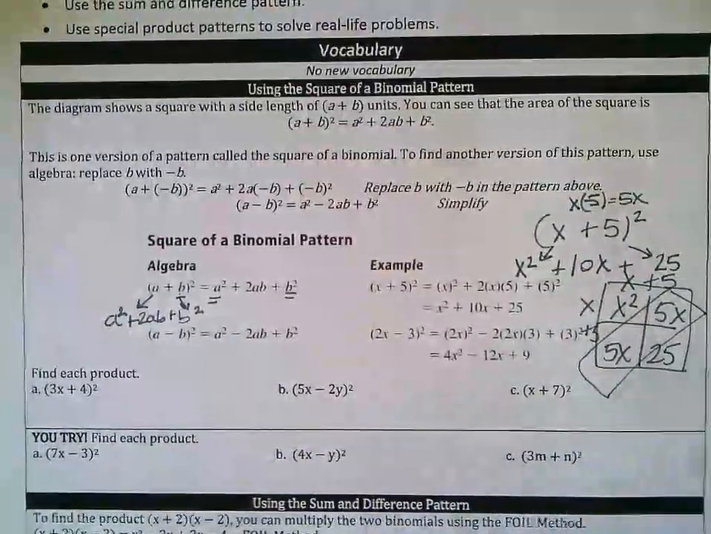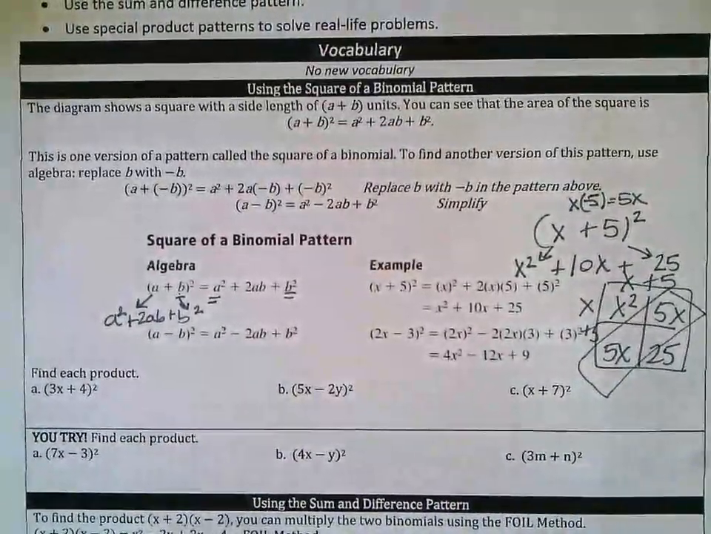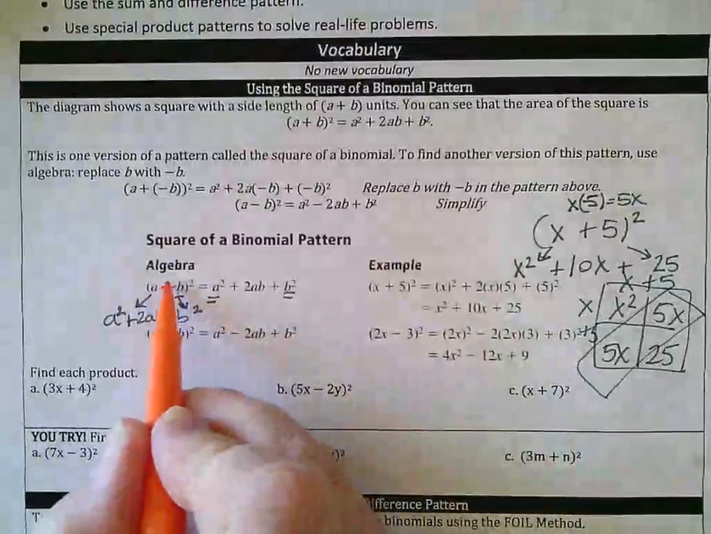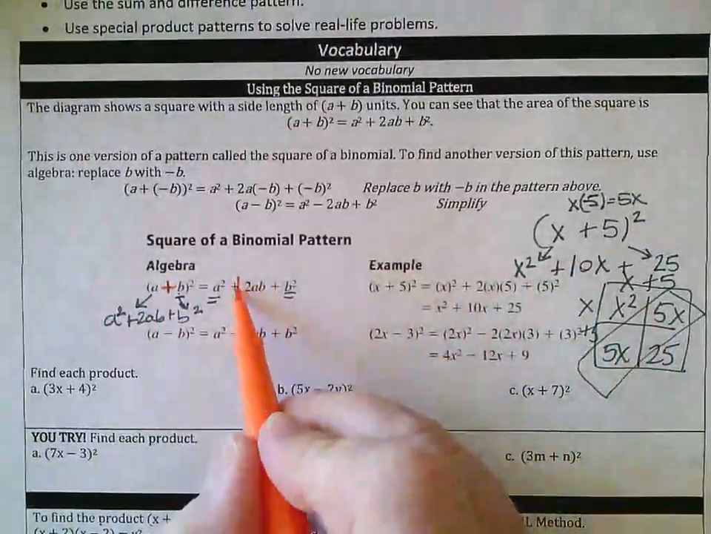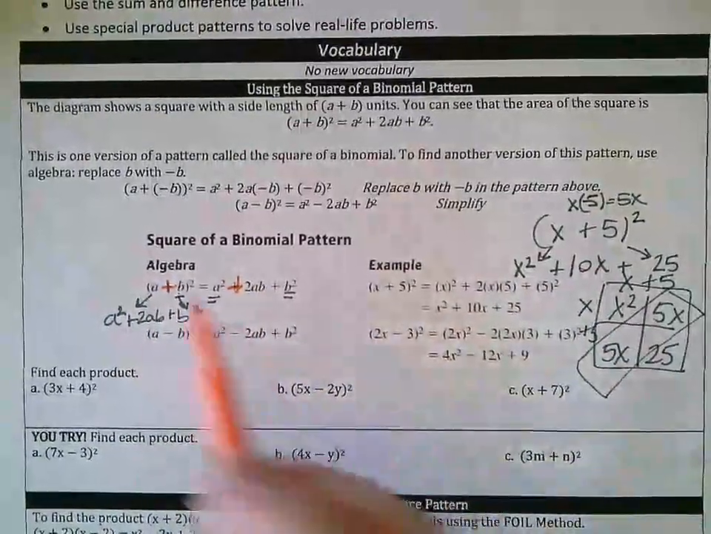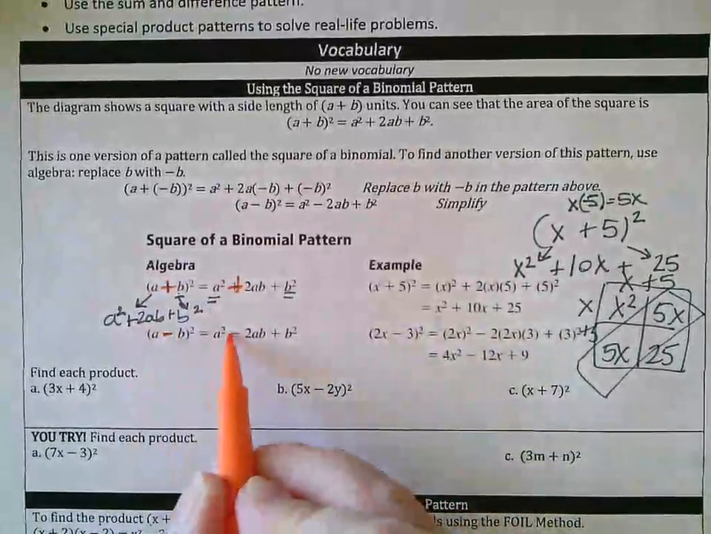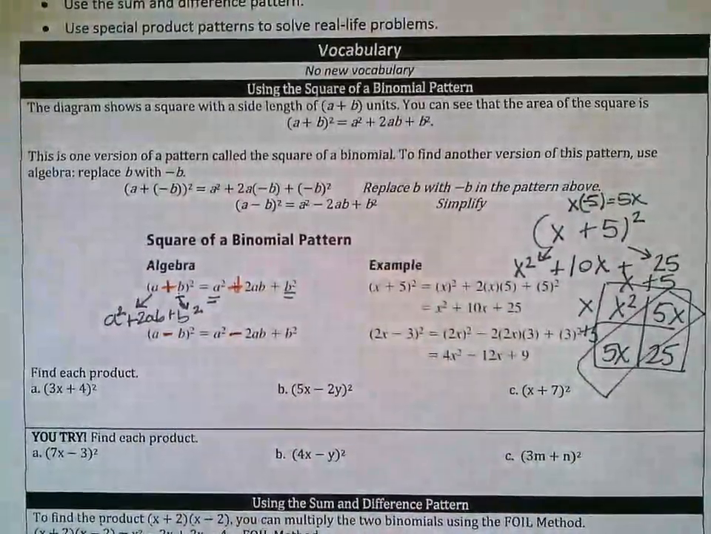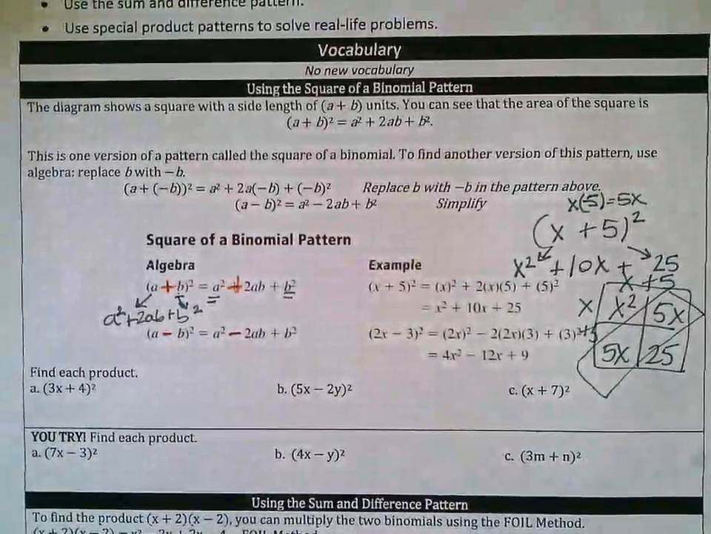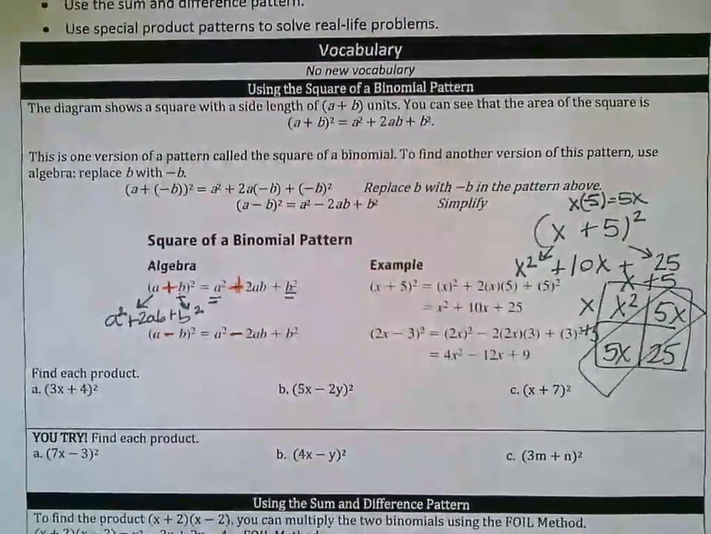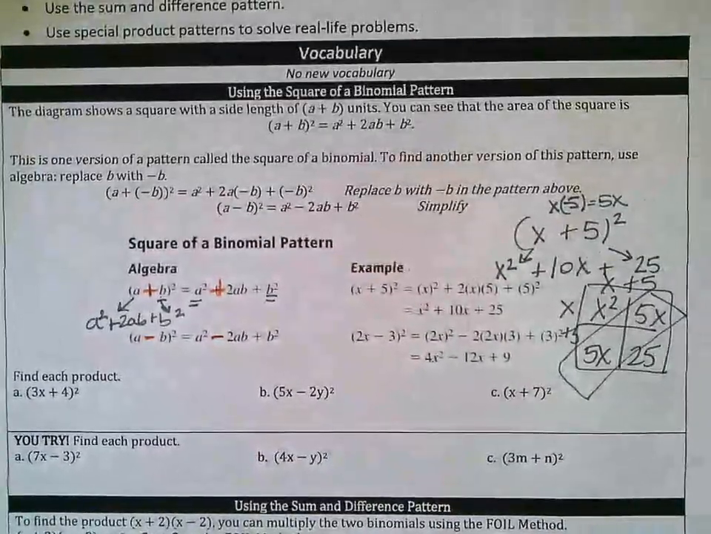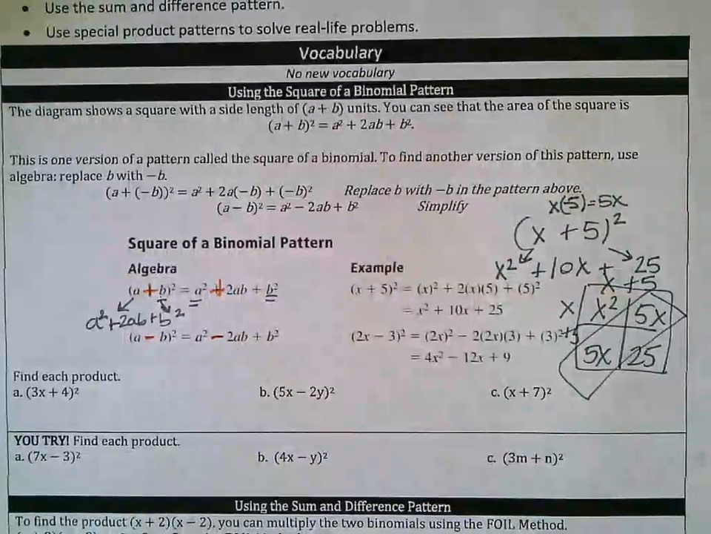Now the only difference between these and the other one here is the fact that this has a plus, which means the answer has a plus right here. This one has subtraction, so the subtraction is right here. So make sure you're paying attention to those signs. If we're ready to try them, let's give it a try and see if we can figure this out.